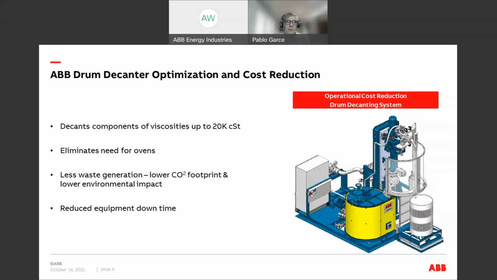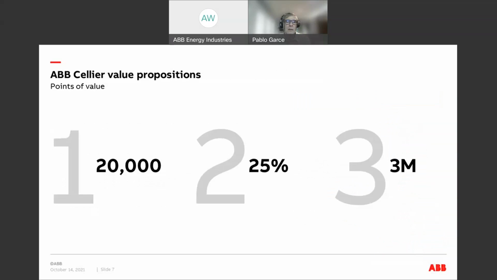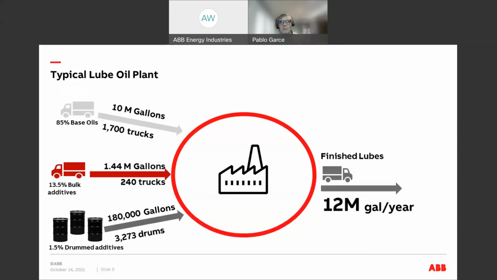And we're going to take the example of a typical lubricating oil blending plant. I want you to remember these three numbers because we're going to analyze the functionality in the plant and look at these key value propositions of the technology that we're bringing. So we take a sample of a typical lubricating oil blending plant. This is not based on any particular plant. It's just based on what in general is a lubricating oil blending plant.